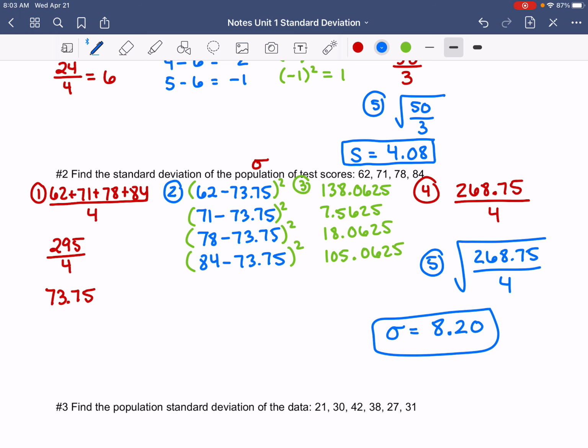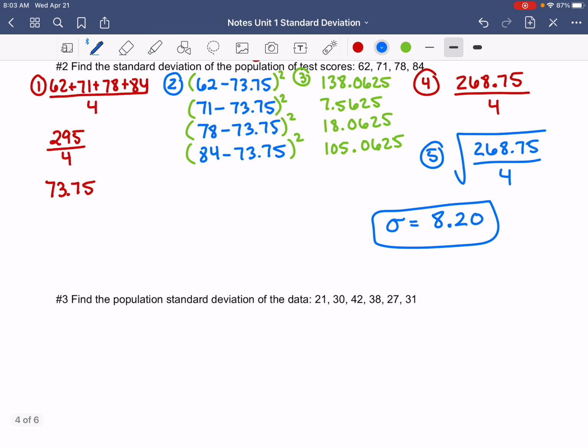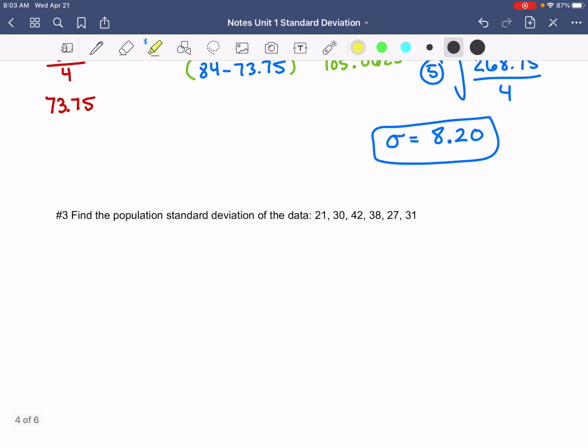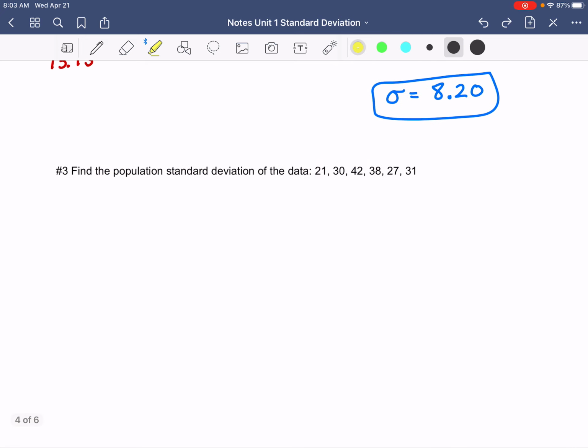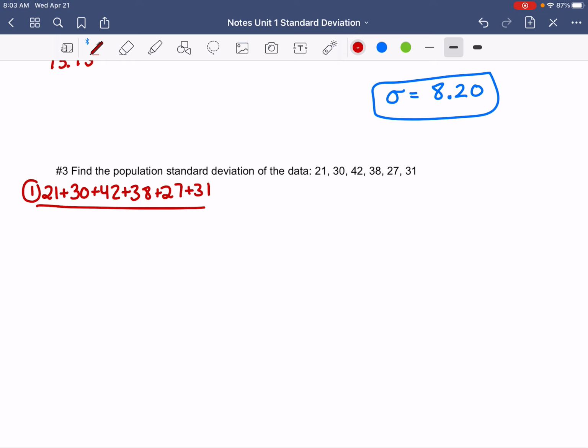So on your homework tonight, it's all population standard deviation. Number 3, find the population standard deviation of the data set 21, 30, 42, 38, 27, 31. All right, so to start us off, we need to first find the mean. So we have to add up all of our data. 21 plus 30 plus 42 plus 38 plus 27 plus 31, divided by 1, 2, 3, 4, 5, 6 pieces.